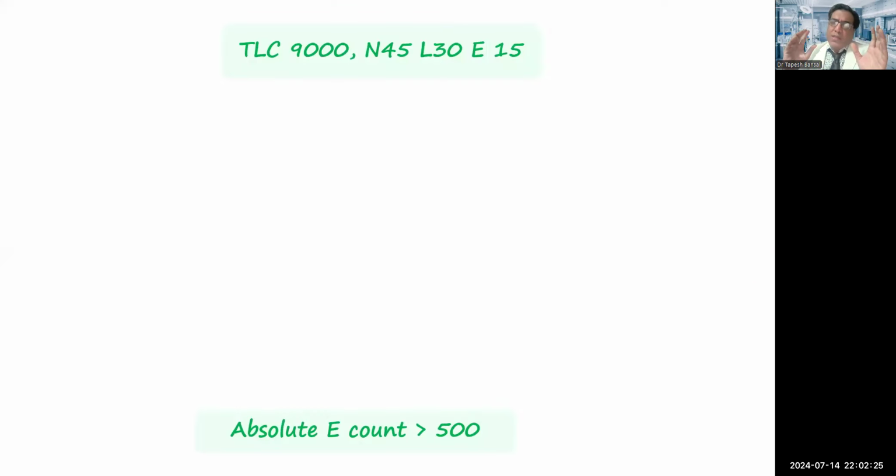Now we come to the other condition, eosinophilia. So here you look again, TLC 9000, neutrophil 45, L30, and E15. So if E is 15, what is the absolute eosinophil count? So it will be 15% of 9000. Okay, so that will come to something like 1100, 1200, whatever the calculation is. And absolute eosinophil count more than 500 is called eosinophilia. So eosinophilia again has diagnostic connotation, and unless you look at the differential count, you will not pick it up if you look at only TLC.